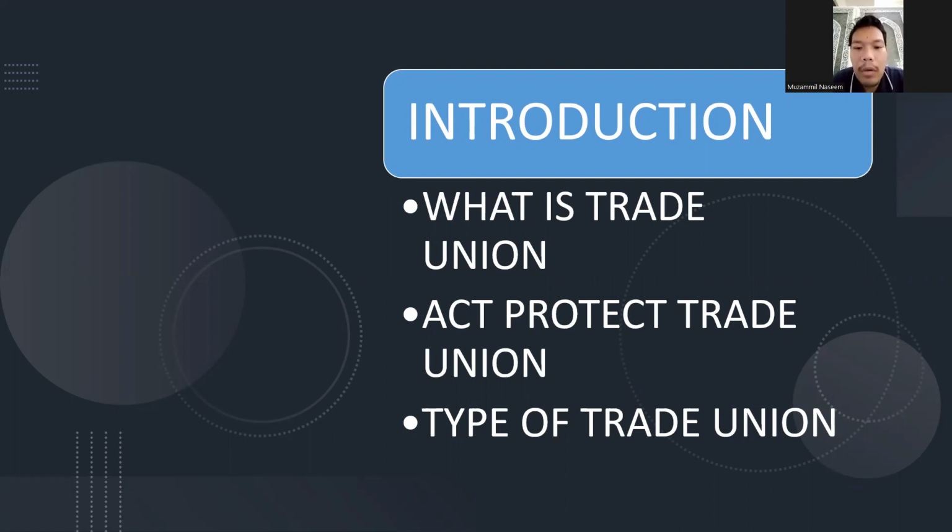And there are 3 types of acts that protect trade unions. The first one is the Employment Act. The second one is the Trade Union Act, and the last one is the Employment Relations Act. And there are 3 types of trade unions. The first one is private sector trade unions. Second is public sector trade unions, and the last one is employer trade unions.